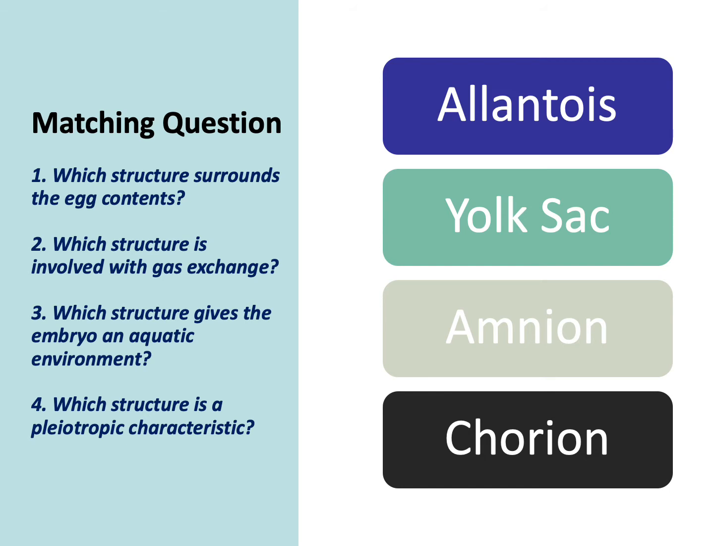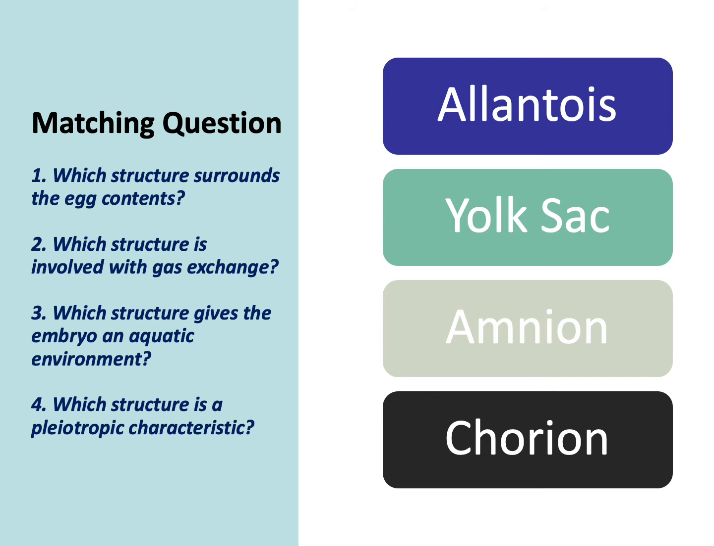Number 2, which structure is involved with gas exchange? Well, it's an interesting one, right? Gas exchange involves bringing in oxygen and removing carbon dioxide. You don't want that to build up. And there's one structure that is involved, and that is the allantois. So the allantois is the structure that serves to essentially funnel waste products and also acts as the lungs for this animal, right? So the developing embryo is going to be producing waste products. That's making its way into the allantois. It's also the source of gas exchange.